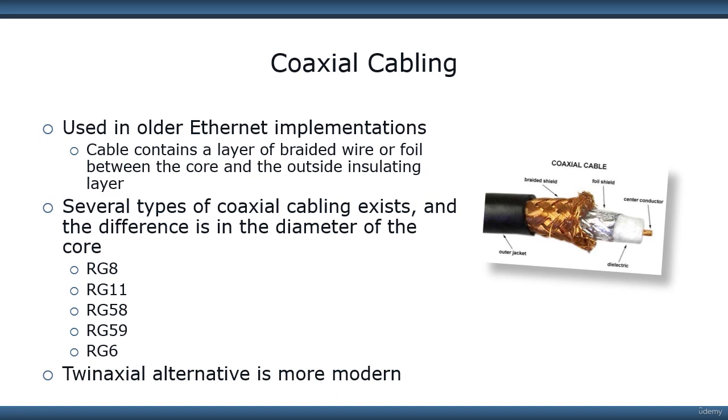There's several different types of coax that are used, and the difference is the diameter of the core. I will tell you this is probably not that important to know all of these. They all had different uses. RG58 was the one that was predominantly used for networking. RG8, RG11, RG6, 59, those are used more for, like I said, cable TVs and whatnot.